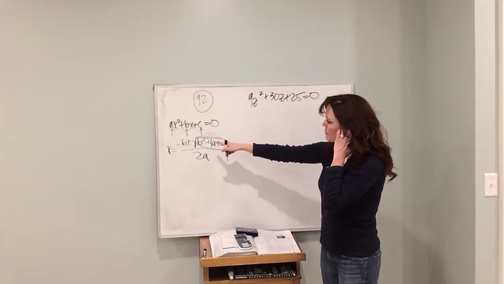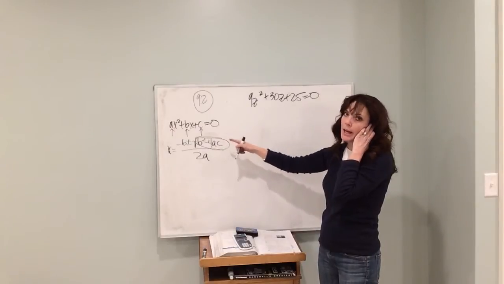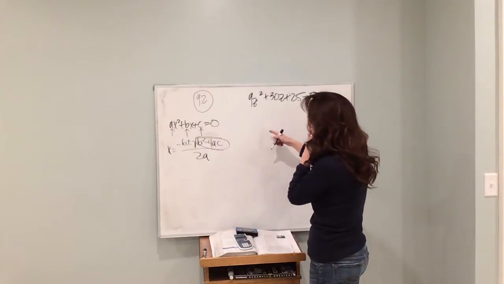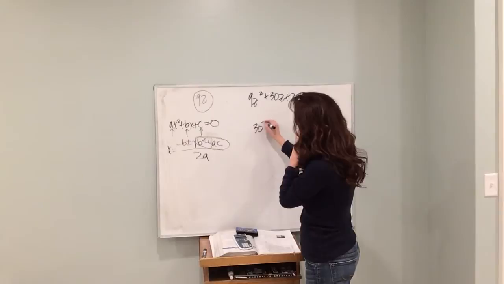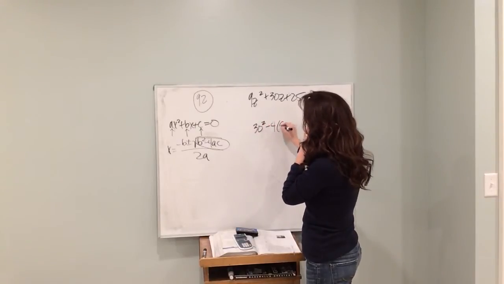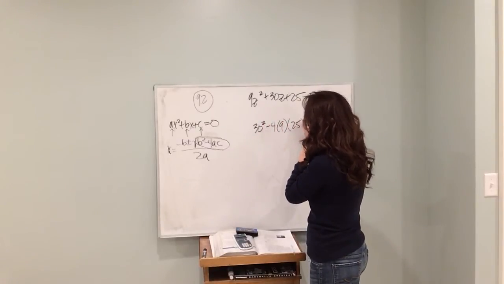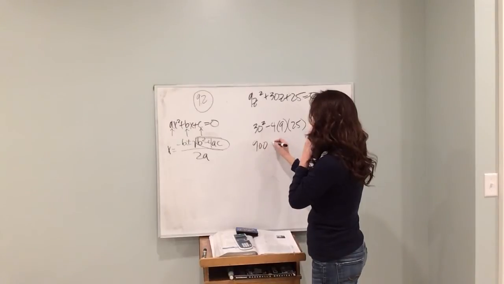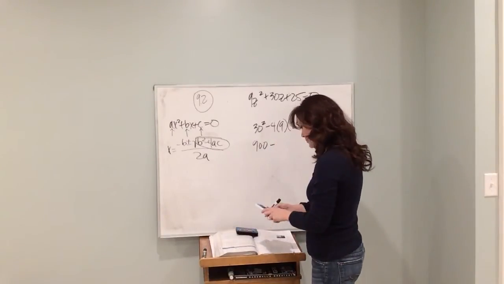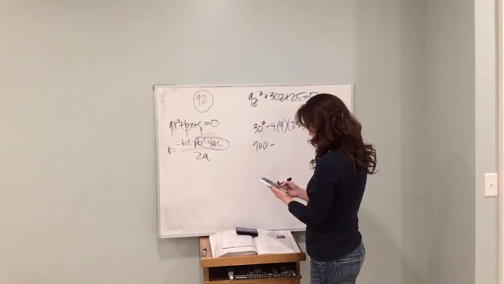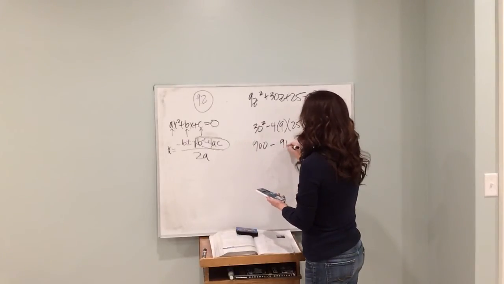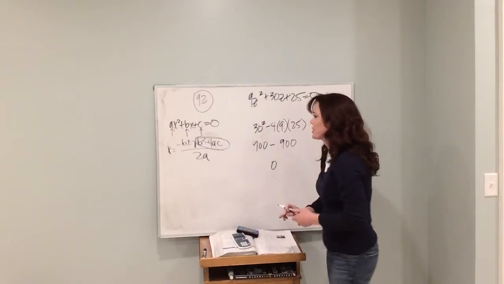Okay, so all I care about is the b squared minus 4ac. All they're asking us is what kind of solutions they are. They're not actually asking us for the solution. So b squared, 30 squared, minus 4 times 9 times 25. 30 squared is 900. And then I have minus 9 times 4 times 25, which is 900. 900 minus 900. Okay, so the answer is 0.